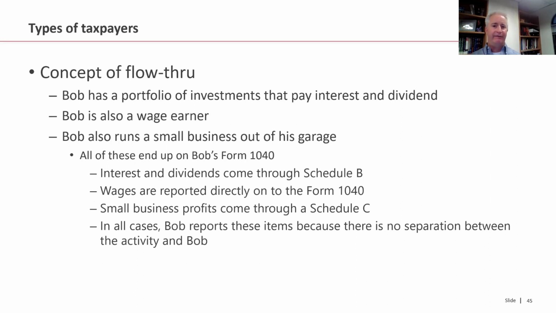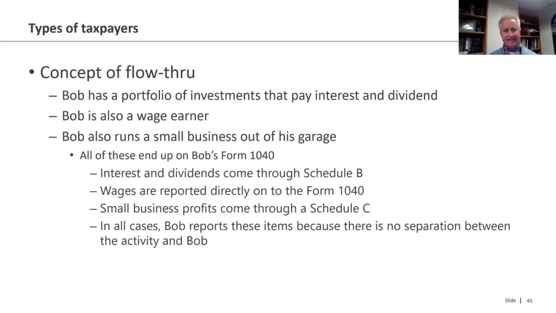So let's say Bob has a portfolio of investments that pay interest and dividends, and Bob is also a wage earner. Bob also runs a small business out of his garage. So all of these are going to end up on Bob's Form 1040. First, the interest and dividends are going to come through a Schedule B and eventually get, I want to say, line 2B on his 1040. His wages are reported directly on the 1040 as line 1. The small business profits, first Bob will prepare a Schedule C. That Schedule C income then ultimately goes to Schedule 1, then ultimately goes to 1040.